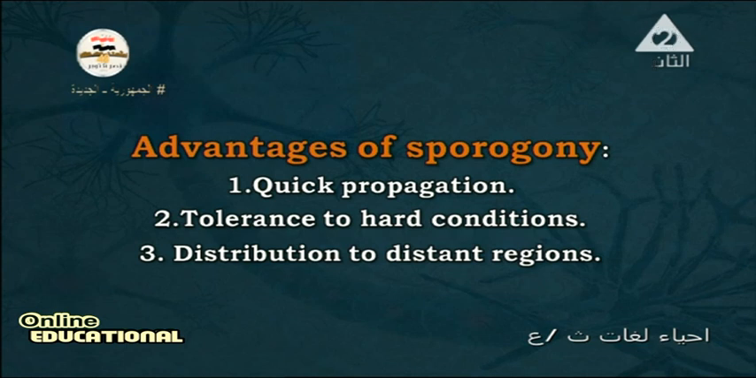Number two, tolerance to hard conditions. What is tolerance? It means it faces hard conditions, can live in very difficult conditions, such as high temperature, and can live with a short amount of water. Number three, distribution to distant regions. Spores can move from one place to another, in a distant place, meaning a very faraway place or very large places.